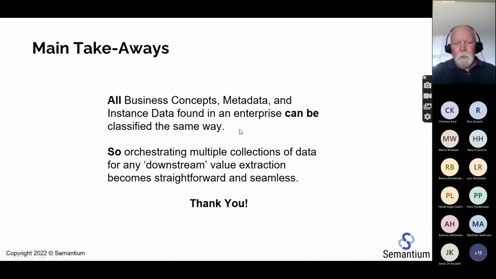So the mini takeaways: all business concepts can be classified the same way. So orchestrating multiple collections really becomes more straightforward and relatively seamless. Nothing's 100% seamless, but that's the main takeaway that we'd like you to take away today. And thank you for your time.